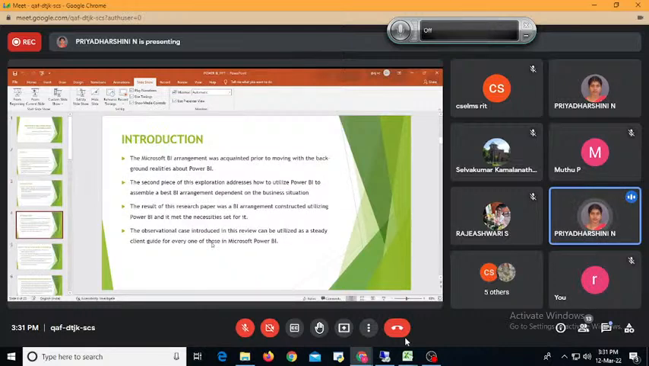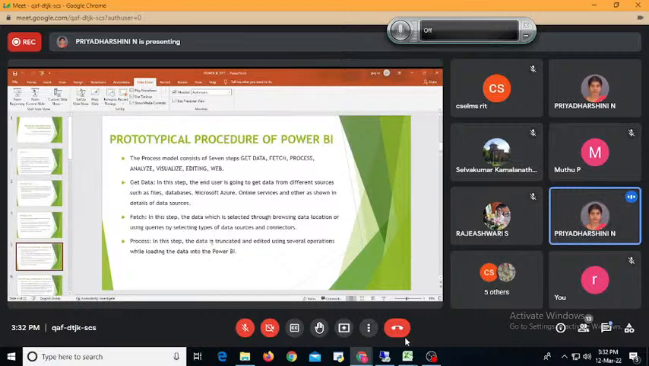It is an arrangement from Microsoft, and when we speak technically, it uses Power BI to assemble the best BI arrangement depending on the business situation. In our research paper, we worked on the necessities required to come out with the students' examination or student analysis report. That is what we have done. Basically, when we speak about the model of Power BI, we have 7 steps: getting data, fetching, processing, analyzing, visualizing, editing, and finally the web.